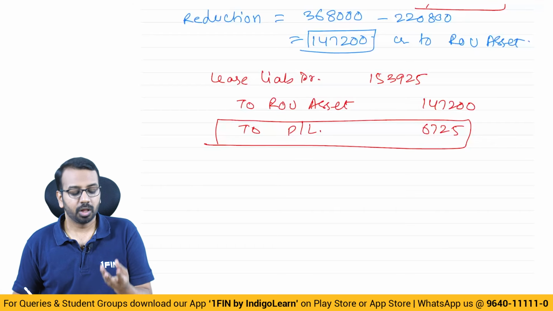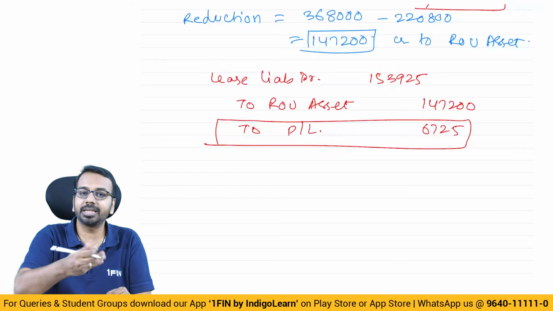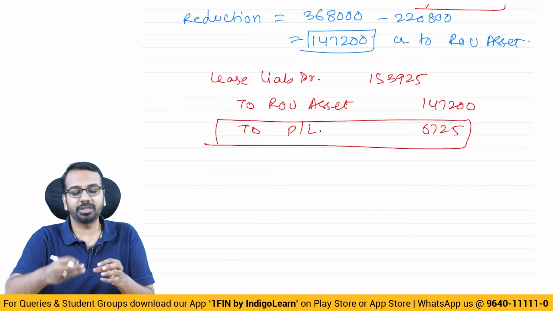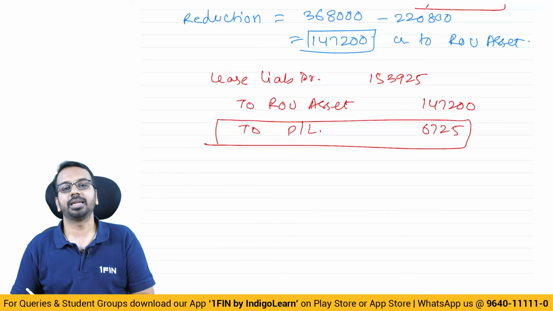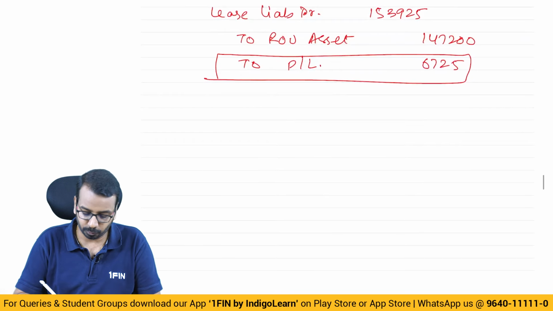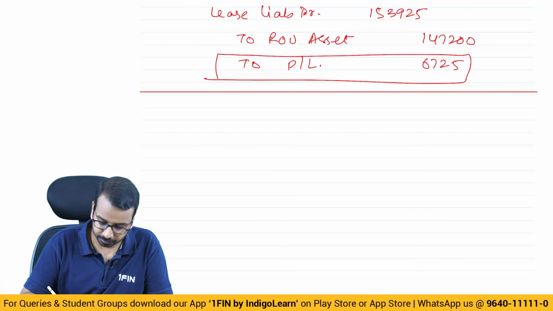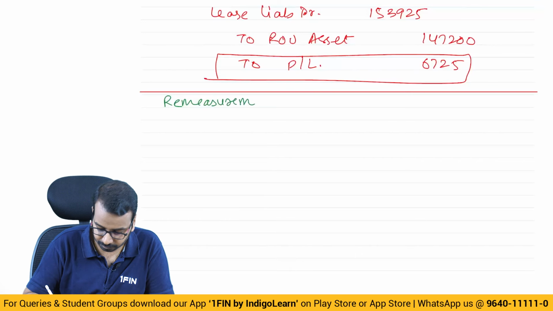After that, what we have to do? We have to remeasure the lease liability for the existing component, and also there is an increase in ROU asset which also has to be remeasured. So both these remeasurements we can combine and identify what should be the change in the lease liability. Okay. So, remeasurement of lease liability.